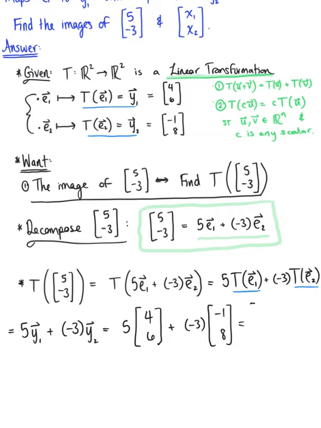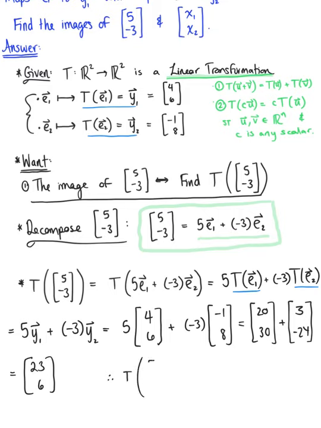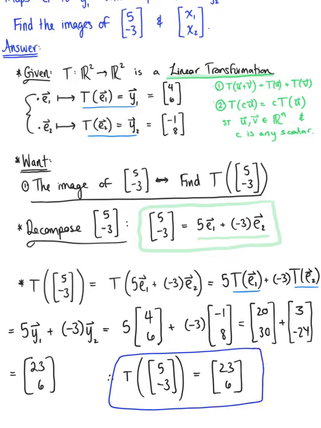And so this is equal to 5 times 4 is 20, 5 times 6 is 30, plus negative 3 times negative 1 is positive 3. Negative 3 times 8 is negative 24. And by vector arithmetic or addition, we are left with the vector 23, 6. And so therefore, we have our beautiful final answer. We have the image of the vector 5, negative 3 under the action of t is equal to the vector with components 23, 6. And so this is our beautiful final answer to the first part of this question.